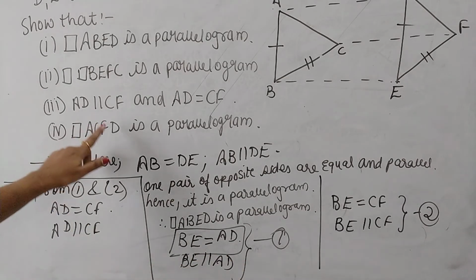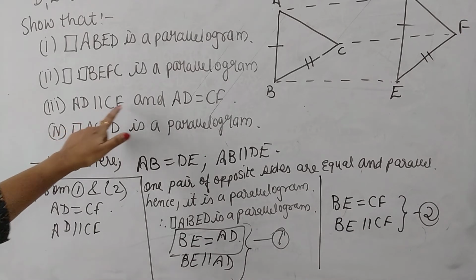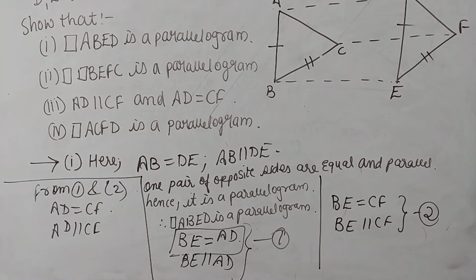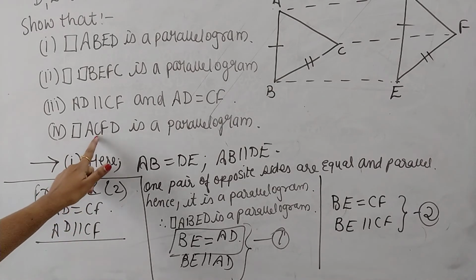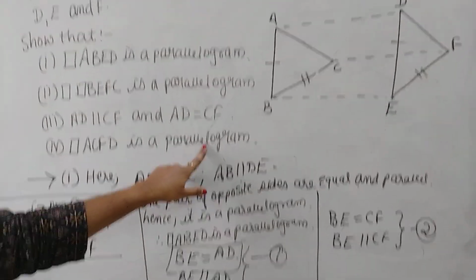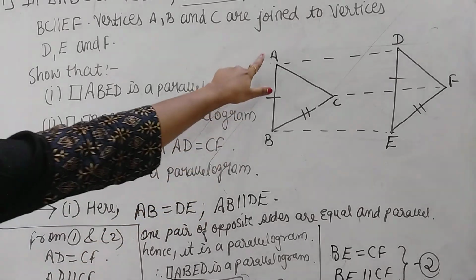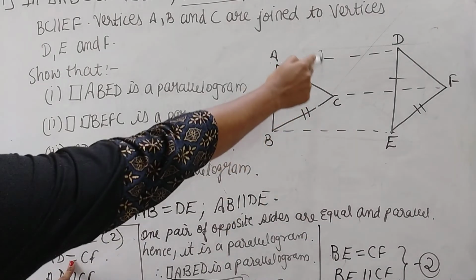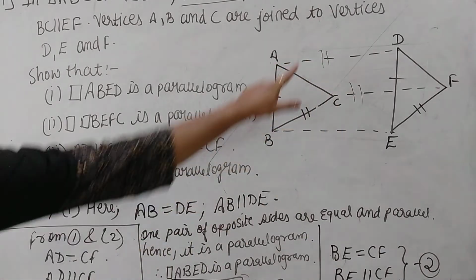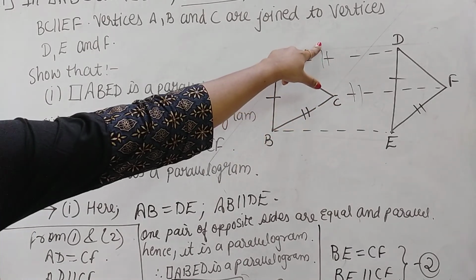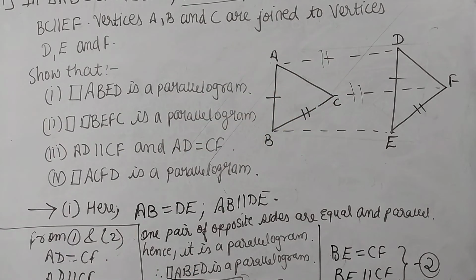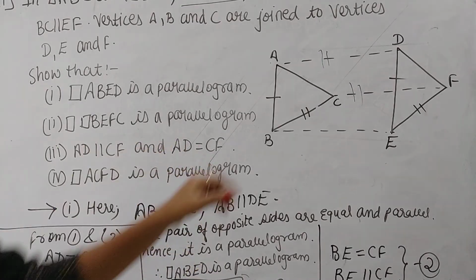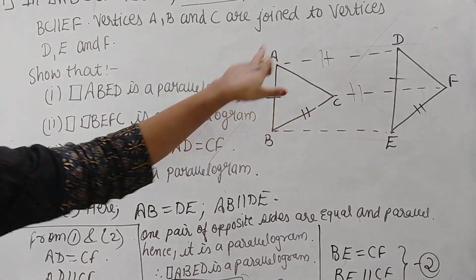So therefore see your third part. What was asked to prove? AD parallel to CF and AD is equal to CF. That we have already proved. Okay. Now once again you can see one pair of opposite sides are equal and parallel, and they have asked ACFD is a parallelogram. Shifting to your diagram, I want ACFD is a parallelogram. Right now I have proved the side AD and the side CF. So these two sides are equal and parallel to each other. So one pair of opposite sides equal and parallel is known as a parallelogram. So your ACFD is a parallelogram.